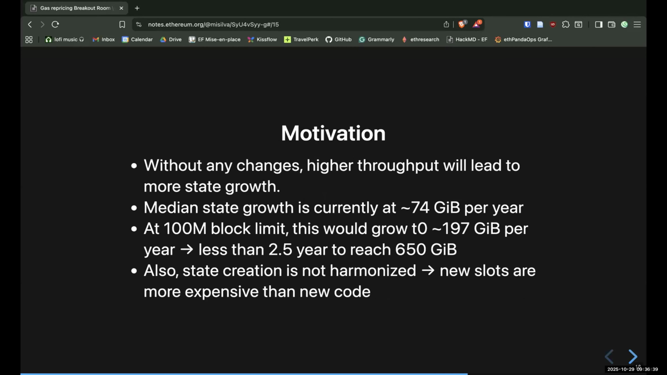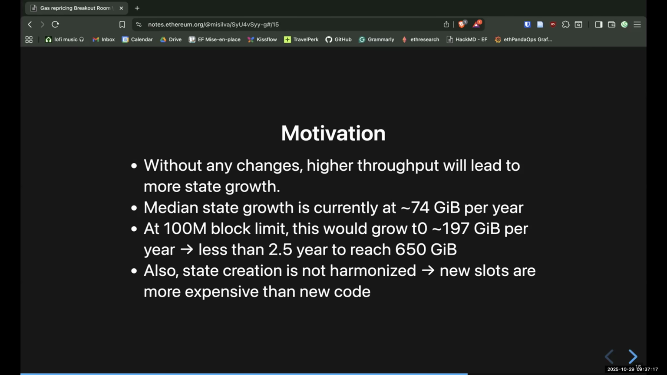anything, higher throughputs in the EVM will essentially lead to more state growth, because more transactions come in, and more transactions that grow state will come, and so we'll have an acceleration in state growth. And looking at the more recent data, we can see that state growth has a median of 74 gigabytes per year. So we are adding a median of 74 gigabytes of new state per year.